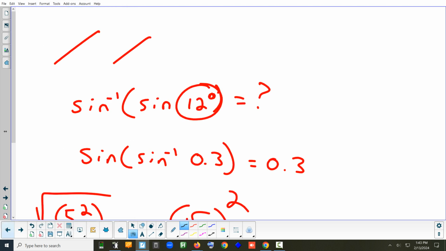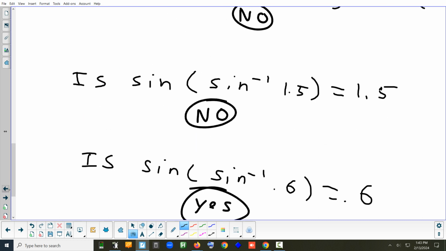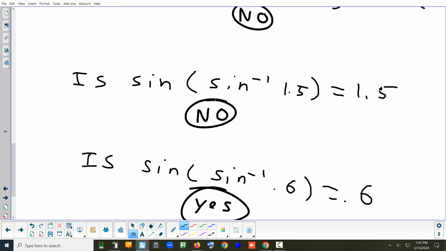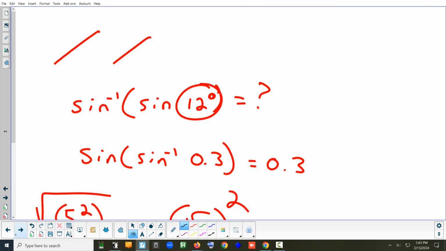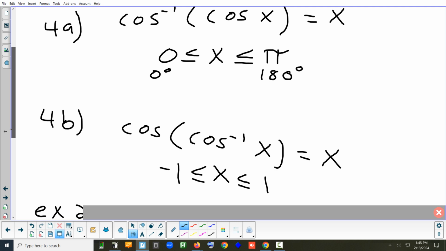So when you do something like 1.5, you're essentially asking this question. Tell me where that line crosses those waves. Where does that line cross those waves? It doesn't. It never crosses them. That's why this doesn't work. It never crosses. So let's try a couple of these.